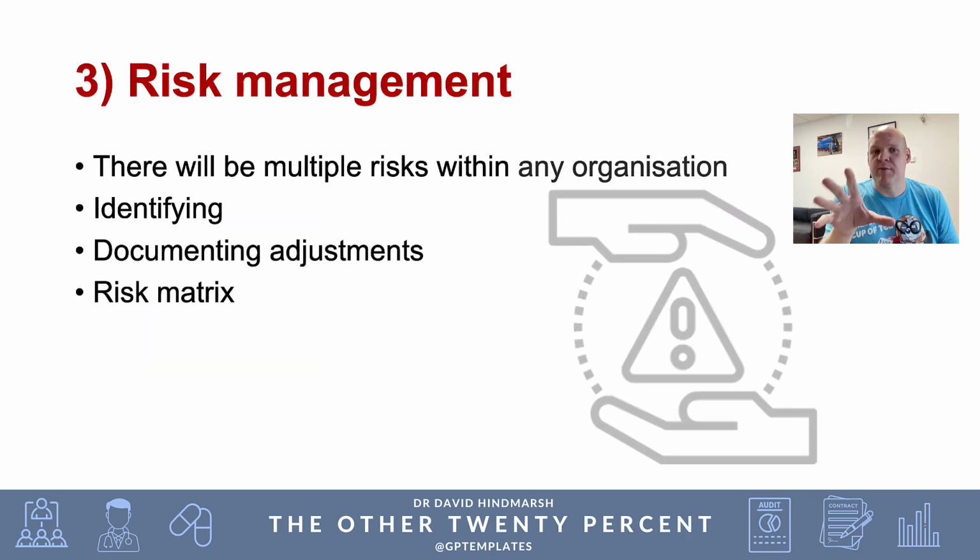The third part is risk management, and within any organisation, regardless of how big or small it is, there is a risk to it, and you need to be able to identify them, document them, and make any adjustments that you need to do. You often put this into what's called a risk matrix.